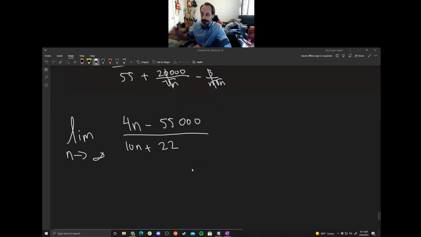So in this case, we see that it's going to be definitely linear over linear, so it should converge to some constant. And remember, 4n is much bigger than any constant. So it doesn't matter if we're subtracting 55,000, 4n is much bigger. It's like having a billion minus 1,000.